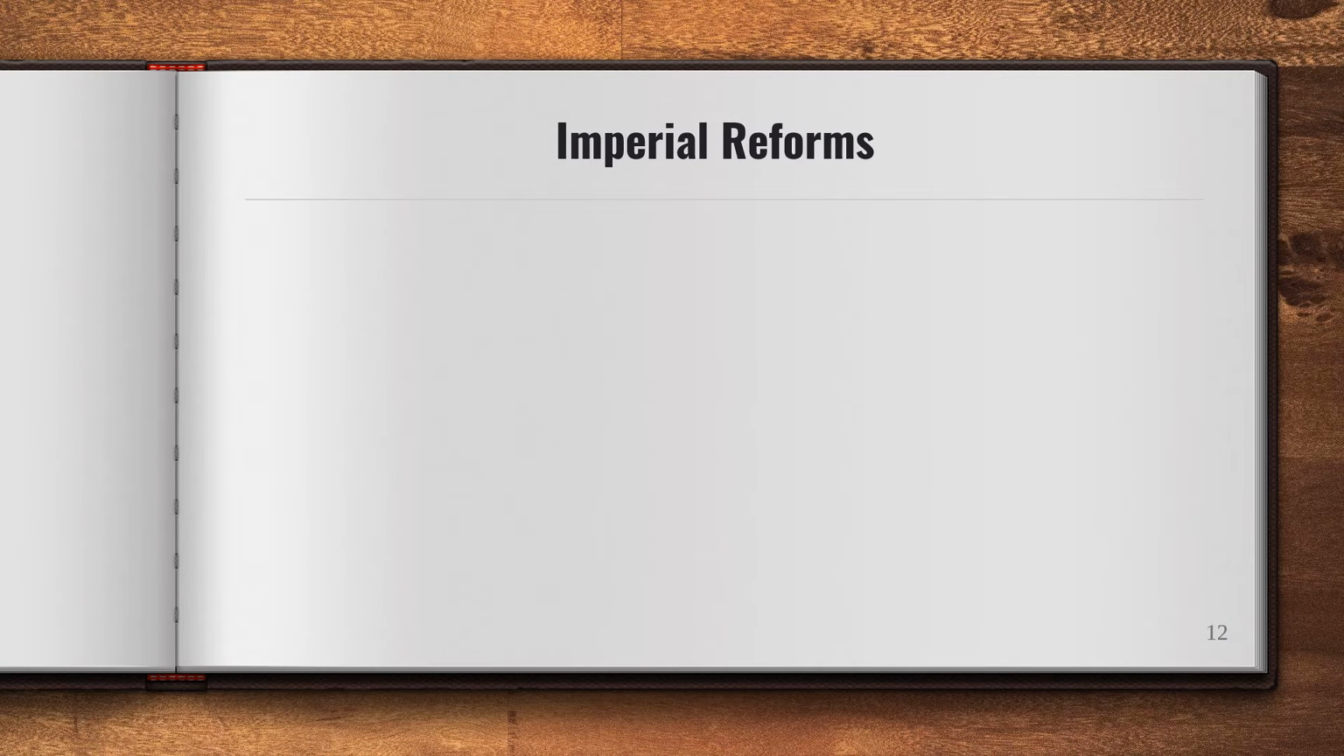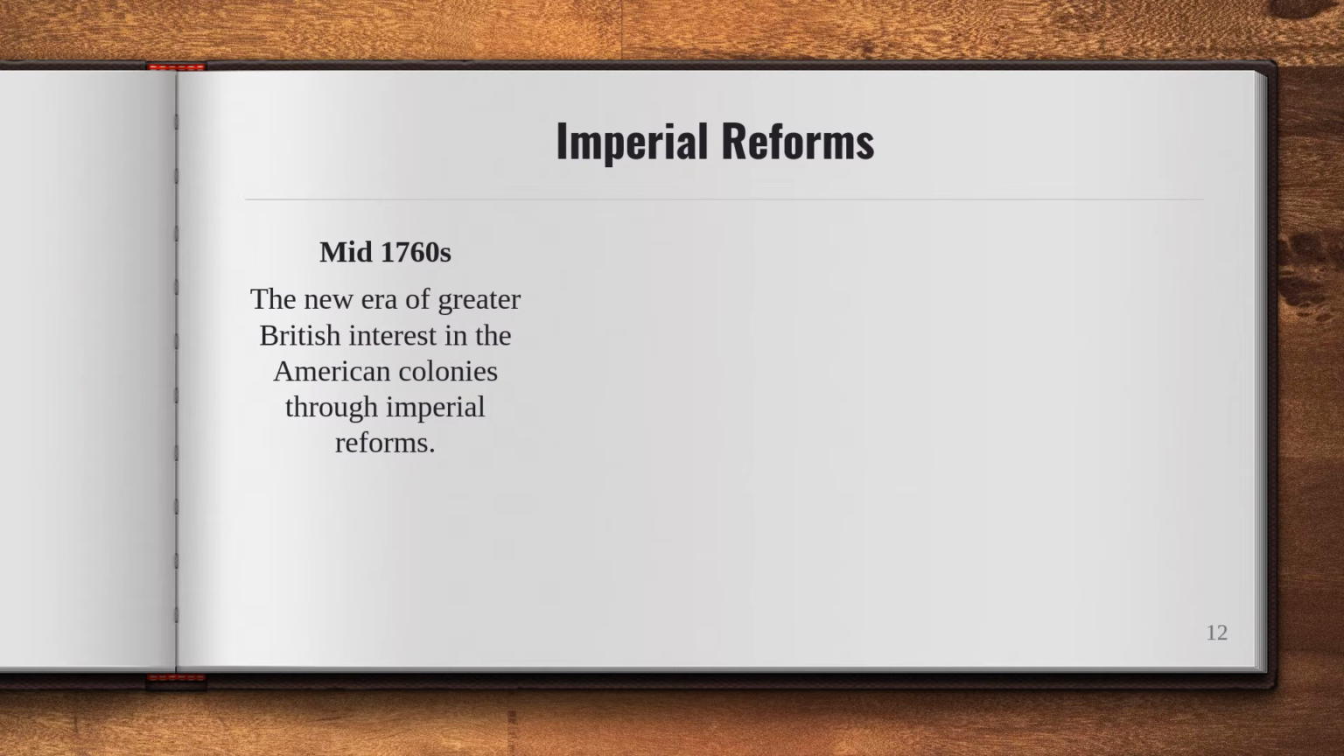Now let's move on to imperial reforms. By the mid-1760s, there was a new era of greater British interest in the American colonies through imperial reforms. By 1764, Prime Minister Grenville introduced the Currency Act of 1764 that prohibits the colonies from printing additional paper money. Besides, they required the colonists to pay British merchants in gold and silver. Kasi naman sa gumamit sila ng colonial paper money.